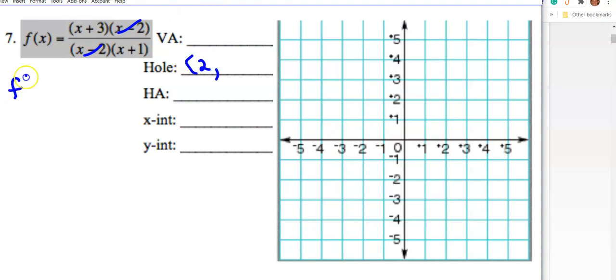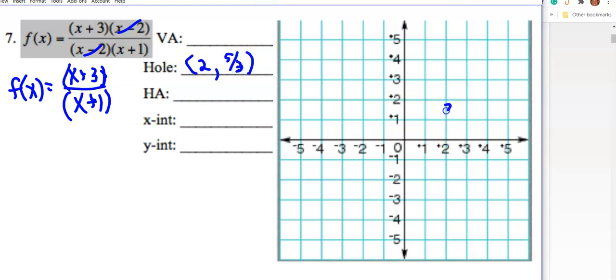Let's rewrite the function and plug it in to see what the y value is. So this would be x plus 3 over x plus 1. So that'd be 2 plus 3 is 5, 2 plus 1 is 3, so 5 over 3, 5 thirds. So (2, 5/3) is right in there-ish.